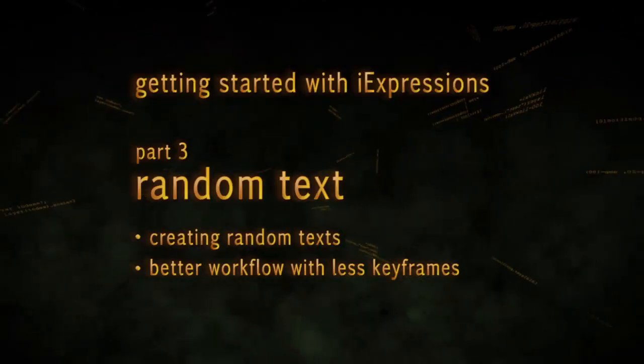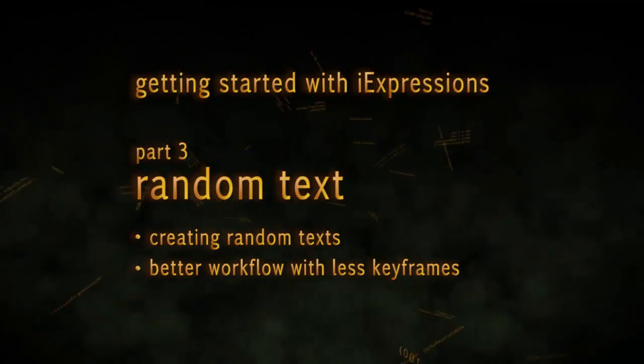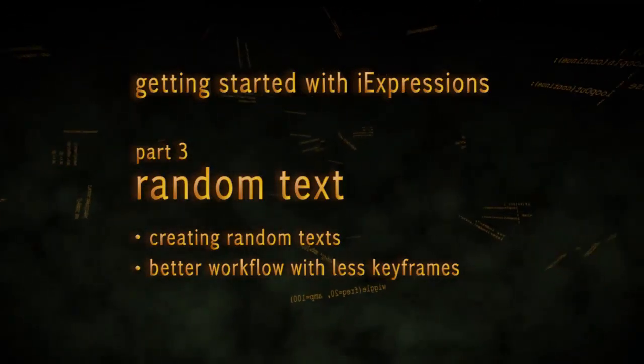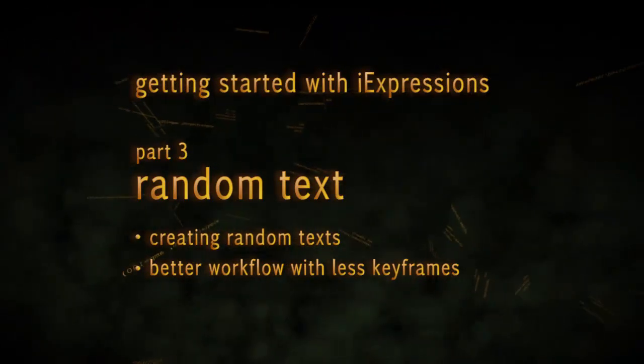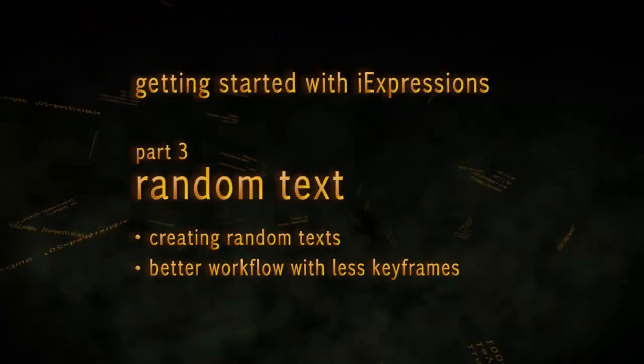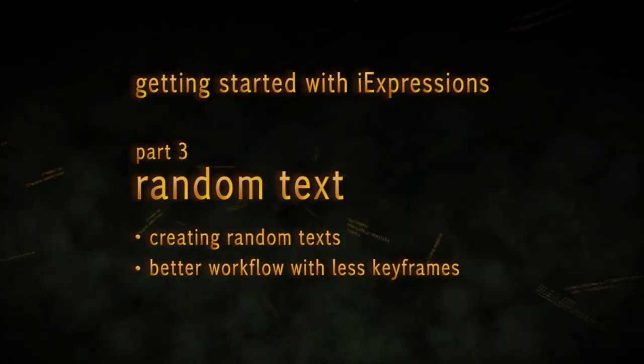In today's part, you learn how to create different kinds of random text. We also use again linking expressions to avoid unnecessary keyframes. This keeps your project clean and efficient and allows you to experiment with different variants much faster.